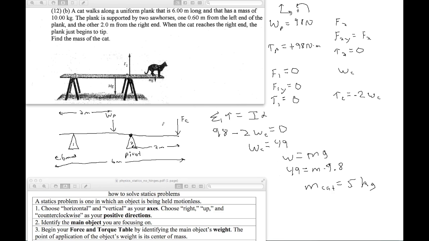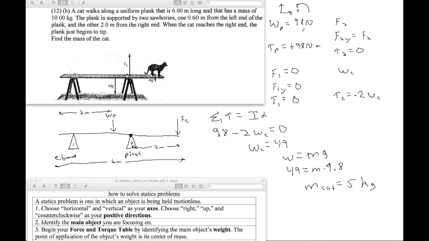You drew your picture. Now, on this problem, the geometry was kind of complicated. So the first thing you want to do is take all the distances and build them into the picture. This is 6 meters. This distance is 0.6 meters. This distance is 2 meters, so that you can find the distances that you need. So it sounded like you did that.